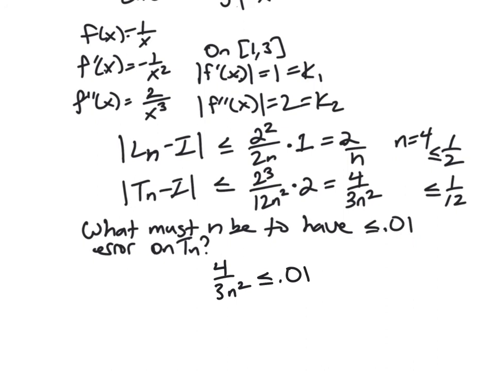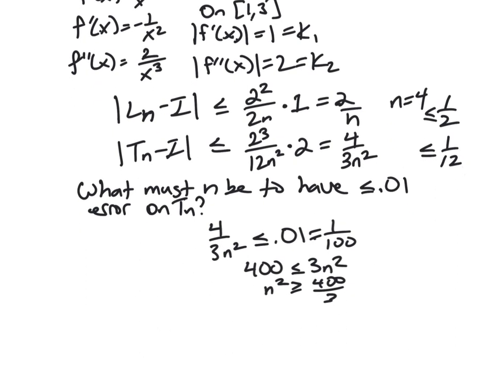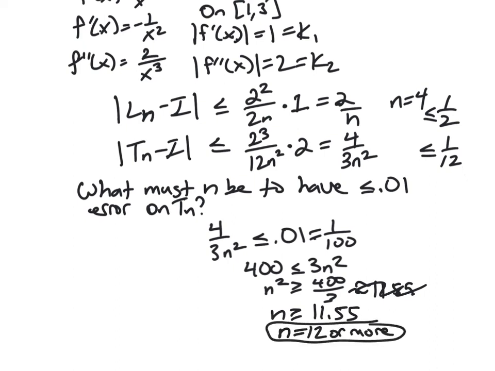Well, all you do there is just cross multiply. We can deal with these things, these are all positive here, and so you would just get 400 is less than or equal to 3n squared, and thus n squared is greater than or equal to 400/3. And this is where you can just pull out your handy dandy calculator. When I take the square root, this is approximately 11.55. So n is greater than or equal to approximately 11.55. And so if you choose n to be at least 12, if you have 12 or more trapezoids, then you would have less than 0.01 error.